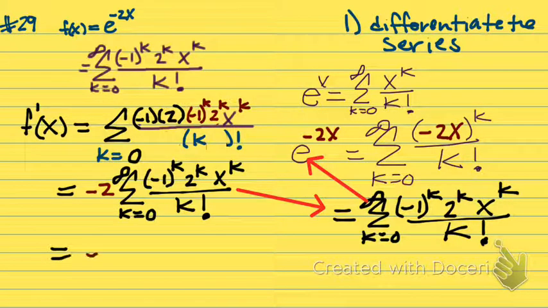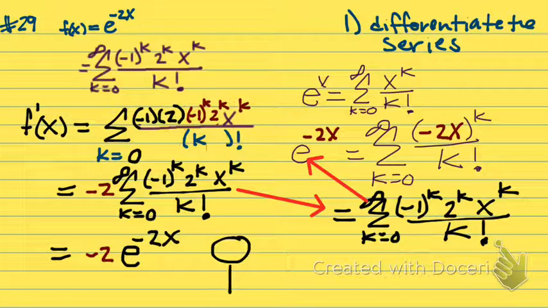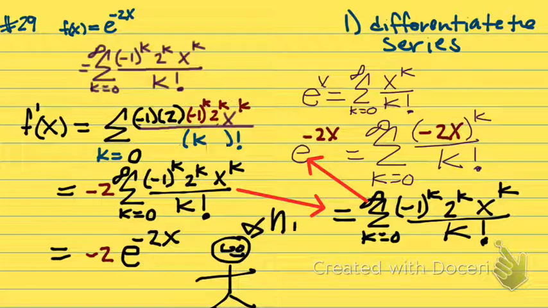Now what? That's minus 2 times e to the minus 2x, which is what? Exactly what it should have been. Everything is right in the world. And that's the scenic route.